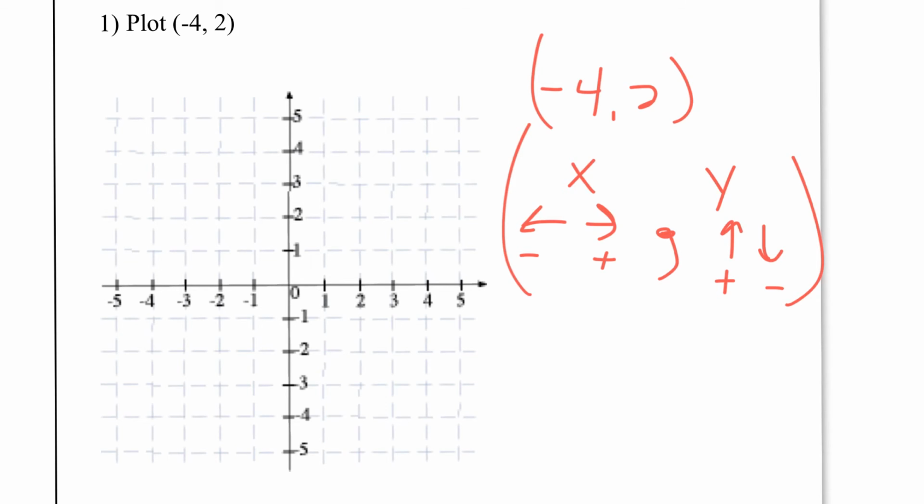So for this problem, the negative 4 is saying go to the left 4, and then the 2 is saying go up 2. And in any case, you're going to start at the origin, which is here at 0, 0. So if we go left 4 and then up 2, that's going to put us right here. That is the ordered pair negative 4, 2.